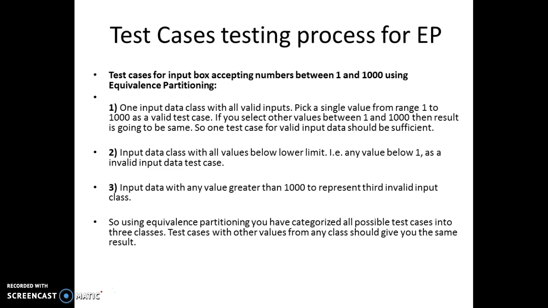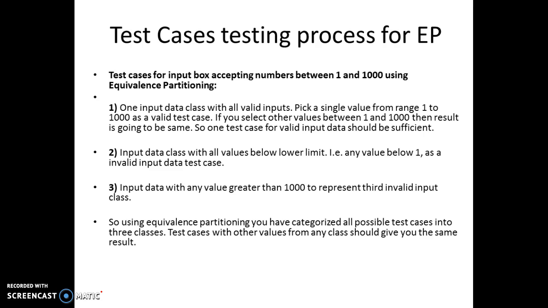In this example, we are supposed to test the values from 1 to 1000. So we will be having the class of the valid data: one input data class with all valid inputs. So we can say that we pick a single value from the range 1 to 1000 as a valid test case. If you select other values between 1 and 1000, then the result is going to be the same. So one test case for valid input data should be sufficient.